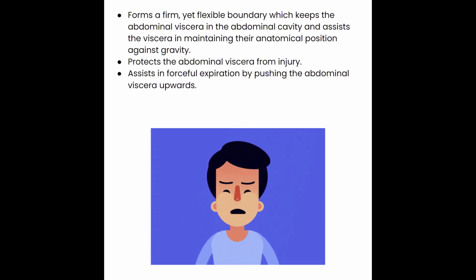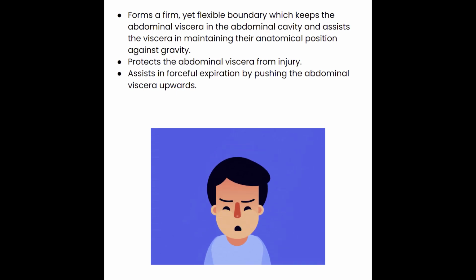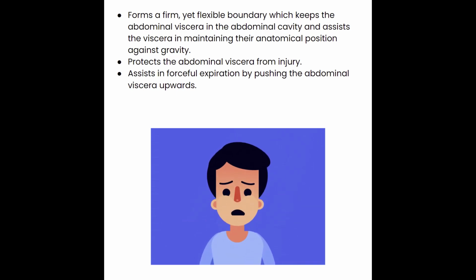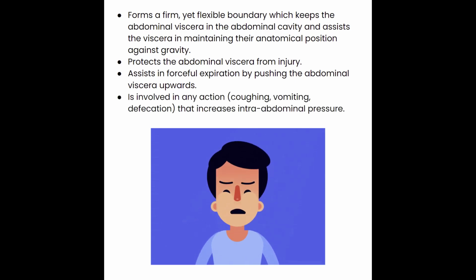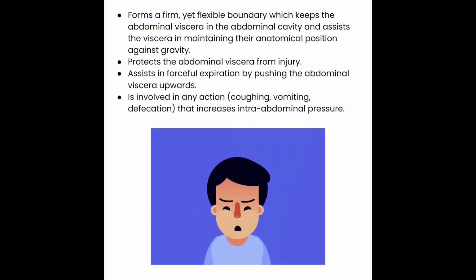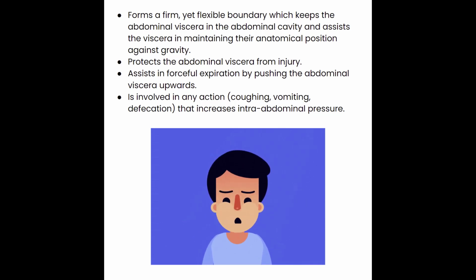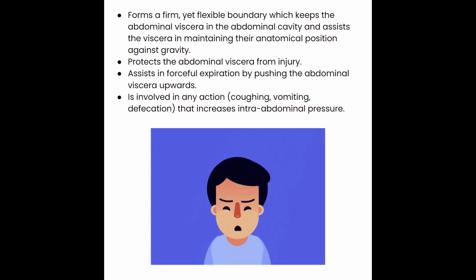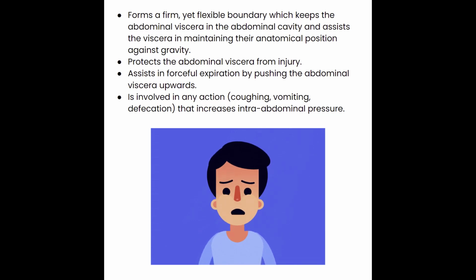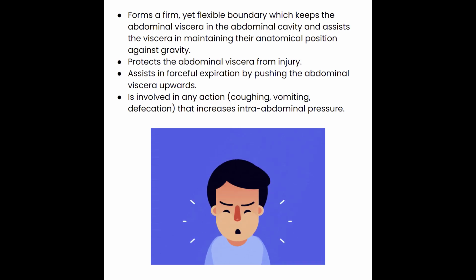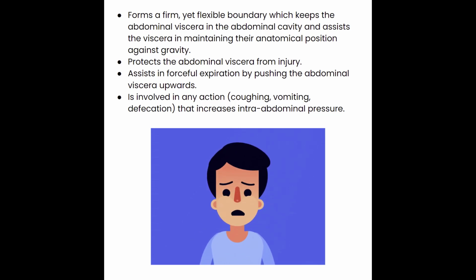It can also help in forceful expiration by squeezing those abdominal viscera, or the abdominal organs, upwards. And then lastly, it is involved in any action like coughing, vomiting, or defecation that increases the intra-abdominal pressure. When we flex our abdomen muscles to create that internal pressure, like when we need a bowel movement or even when we cough or vomit, that is called a Valsalva maneuver, by creating that intra-abdominal pressure with the abdominal wall muscles.